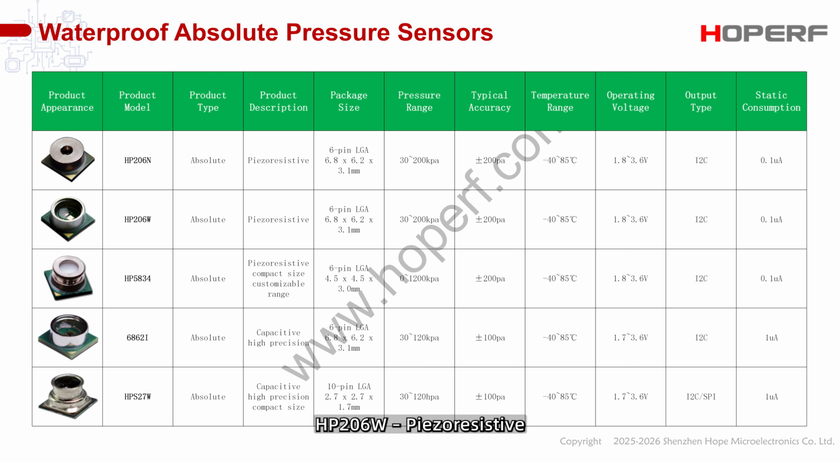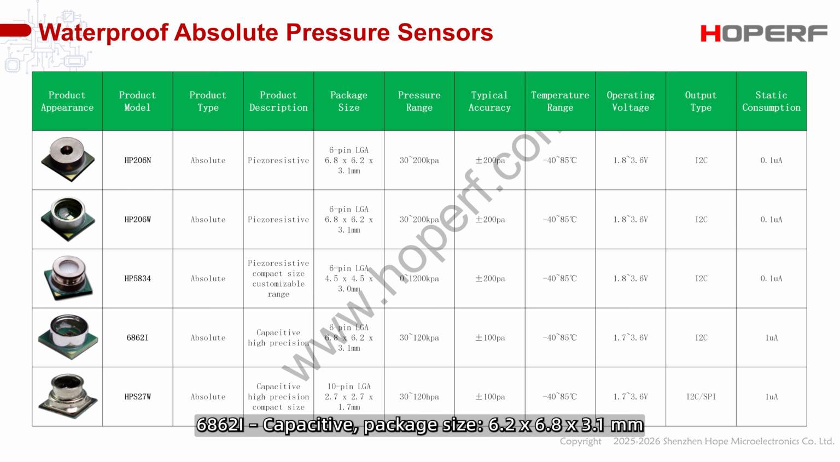HP206W, piezoresistive, package size 6.2 by 6.8 by 3.1 millimeters. Pressure range 30 to 200 kilopascals. Pressure accuracy plus or minus 200 pascals. HP5834, piezoresistive. Package size 4.5 by 4.5 by 3 millimeters. Pressure range 0 to 1200 kilopascals. Pressure accuracy plus or minus 200 pascals.